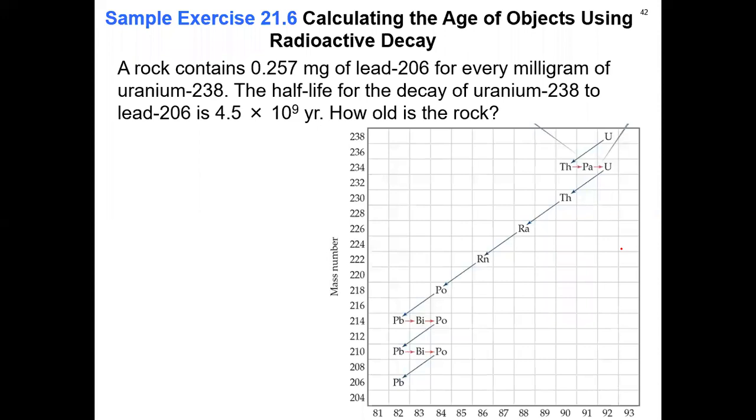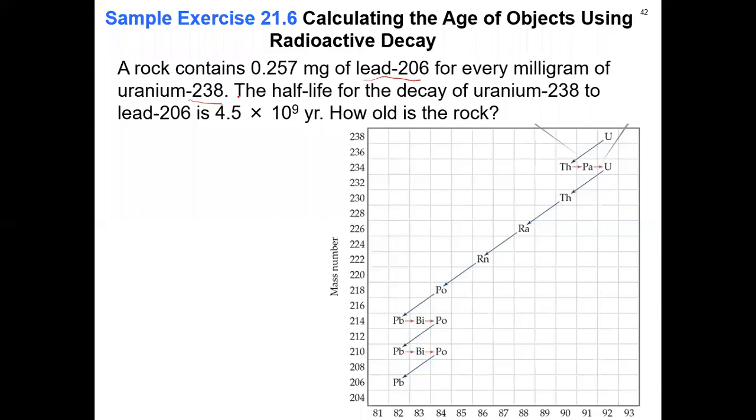So next, this example is as we find out, we have a rock, and this rock has lead-206 in it. So how much lead-206 is in that rock? They find out a ratio between the lead-206 and uranium-238. So then we're assuming where the lead-206 comes from.